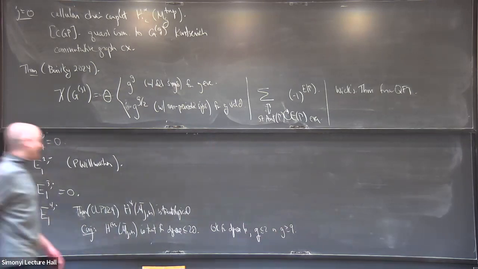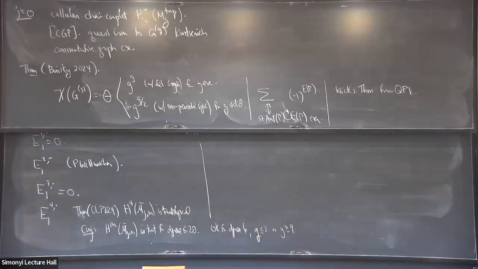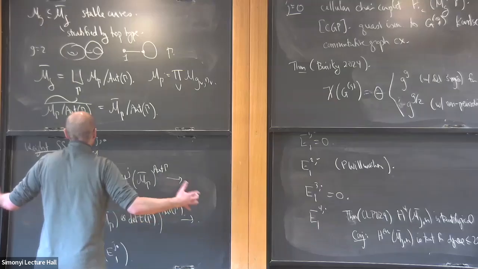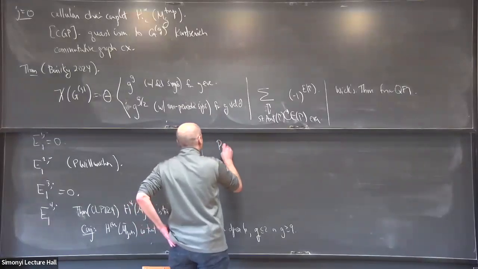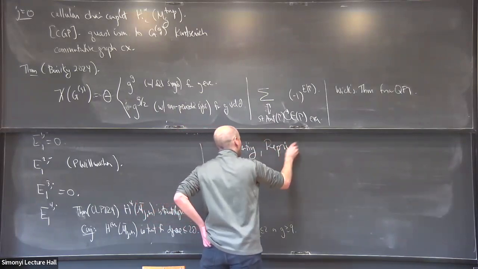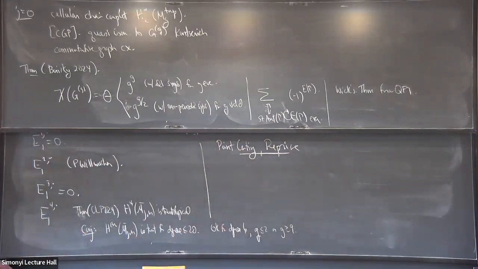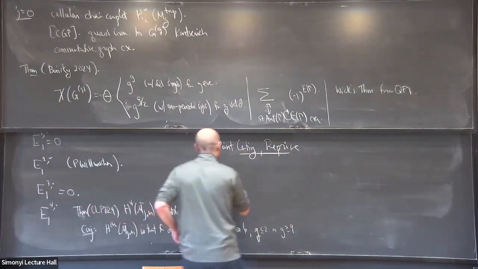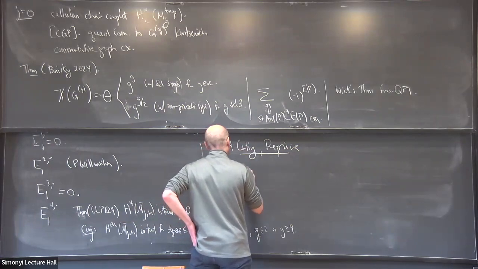All right, time being what it is, now let's do point counting. I want to return to the enumerative question that I stated at the beginning. So how are we going to count? Now I should tell you that there are actually two different point counting problems that look different.